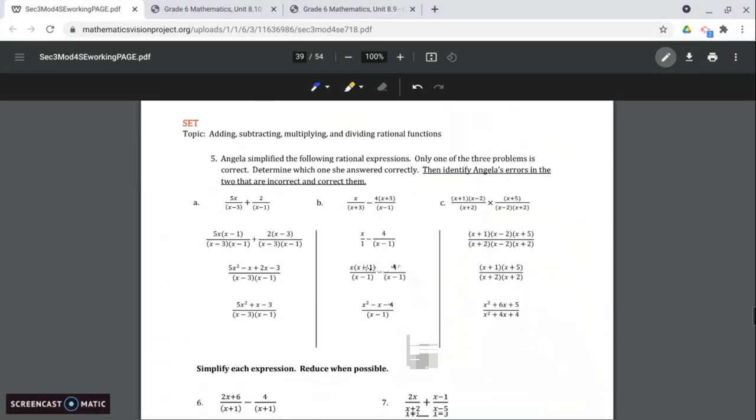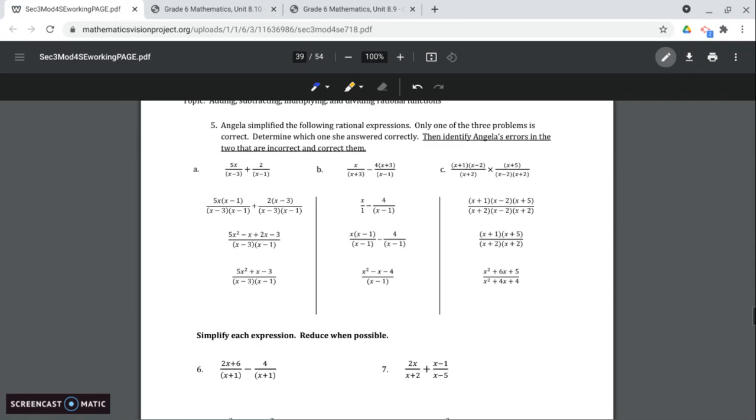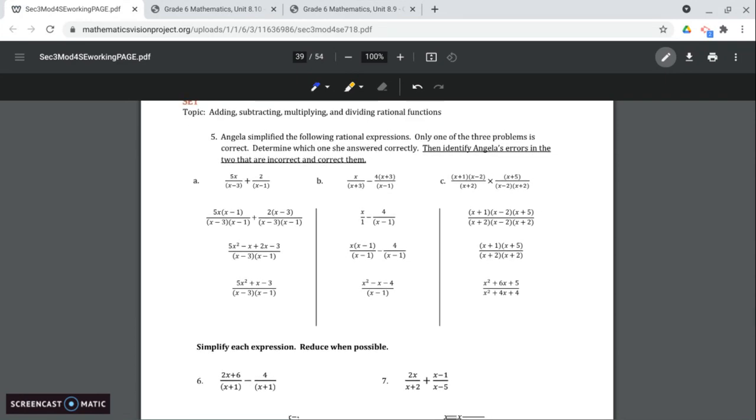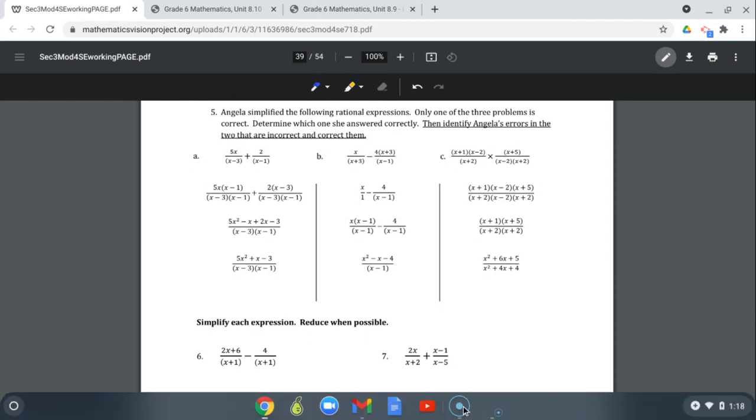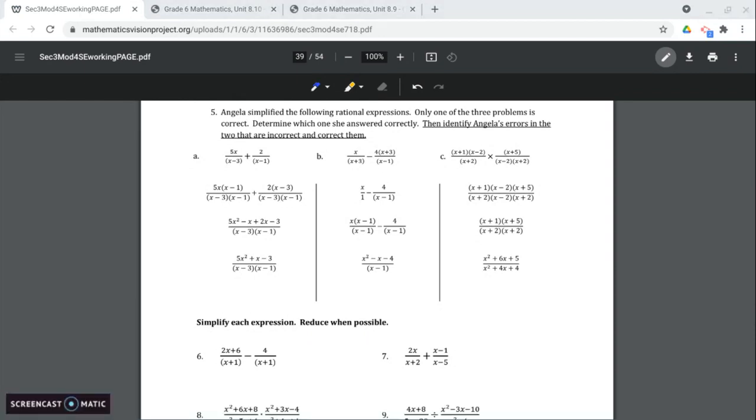All right, the next section is looking at adding, subtracting, multiplying, and dividing rational functions. Rational is your key word for this lesson, rational. Angela simplified the following rational expressions. Only one of the 3 problems is correct. Determine which one she answered correctly, then identify Angela's errors in the 2 that are incorrect and correct them.